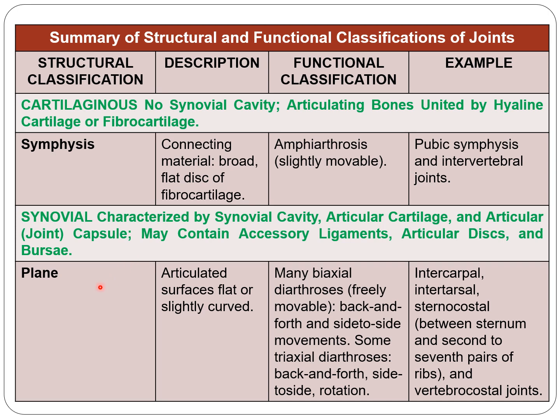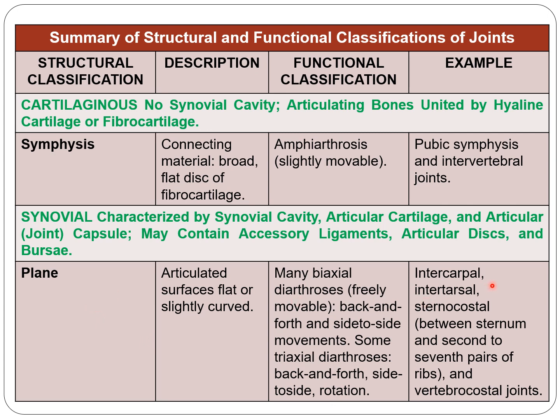The first type of synovial joint is plane. Here, articulated surfaces are flat or slightly curved. Many are biaxial diarthrosis, that is freely movable, back and forth and side to side movements, and some are triaxial diarthrosis, that is back and forth, side to side and rotation.